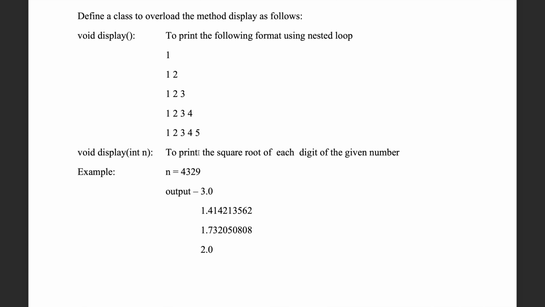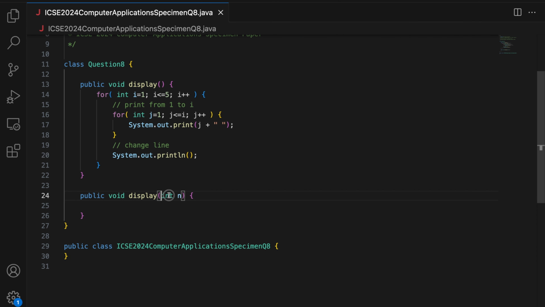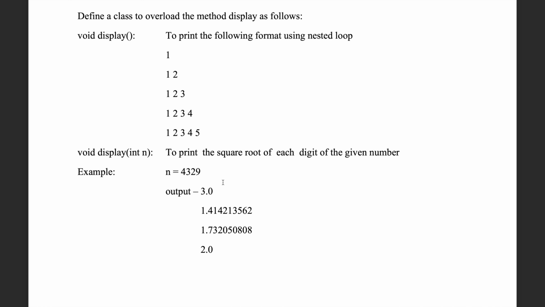So the second part is to print the square root of each digit of the given number, which is being sent here as the argument. Okay, so there are two ways you can traverse the digits of a number. You can use a while loop, you can keep extracting the units digit in each iteration, and that is how you get each digit of the number.